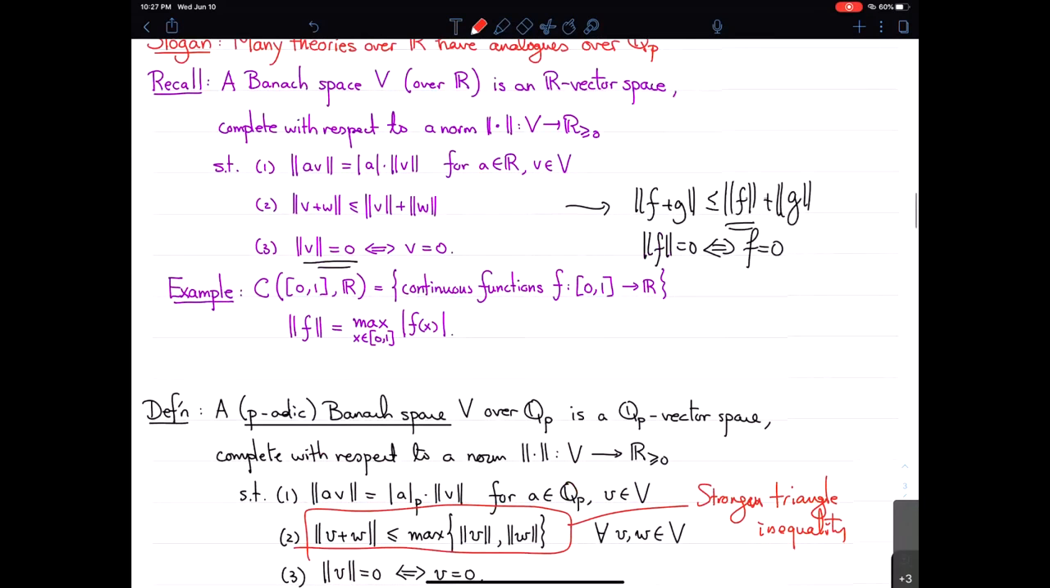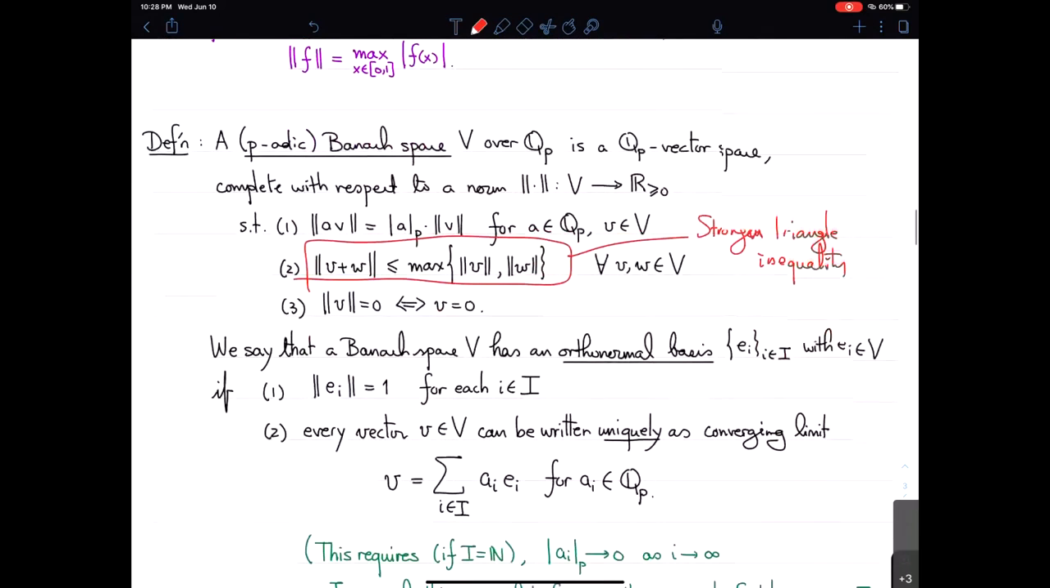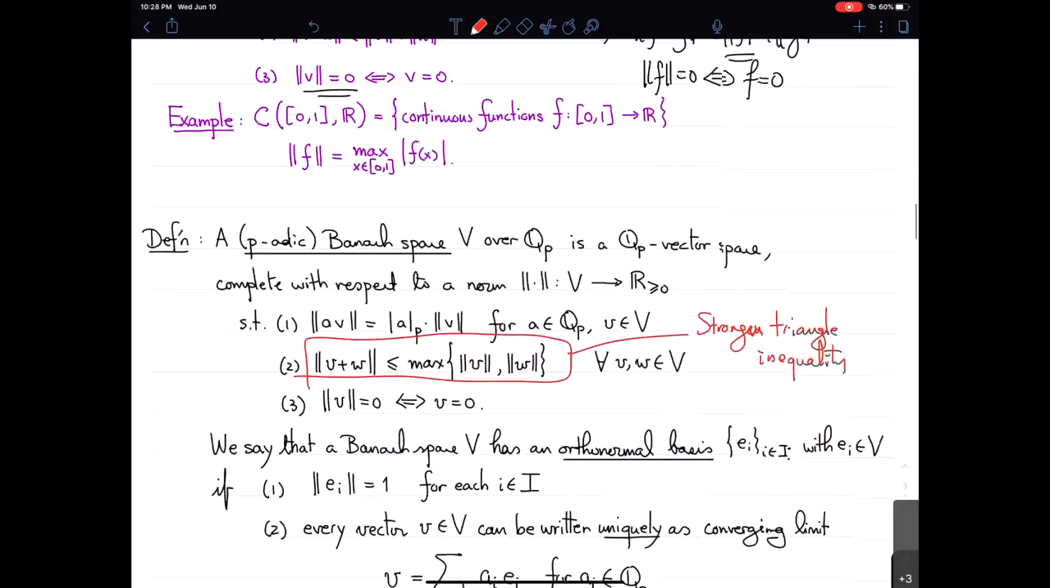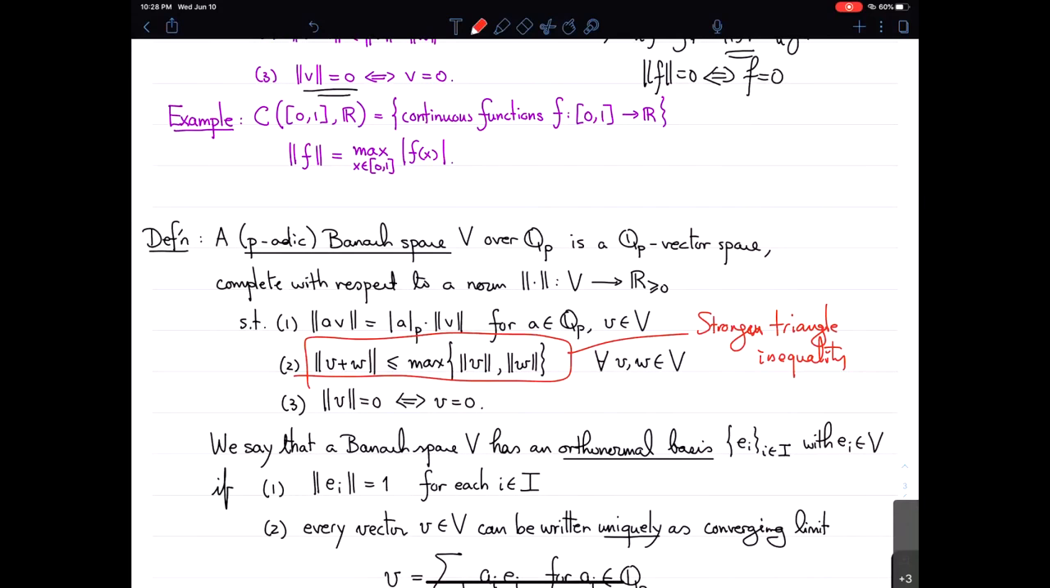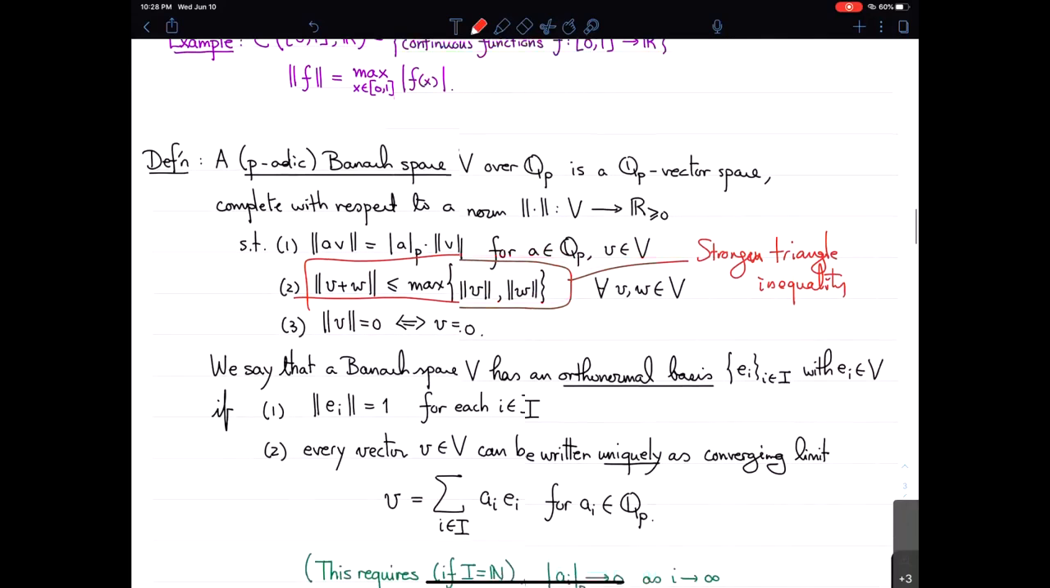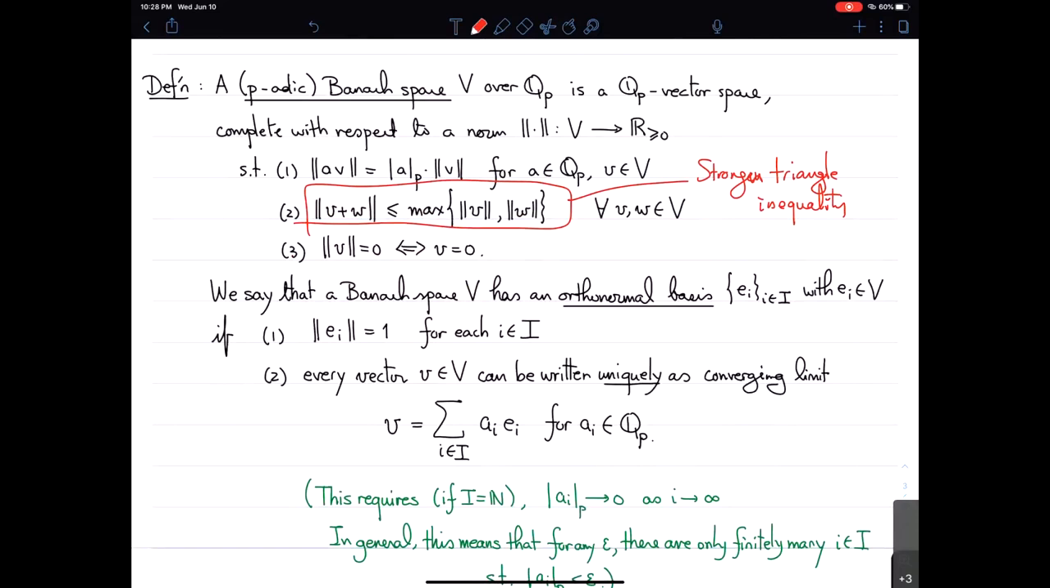And well, I probably won't have time to talk about the so-called Hilbert space. I'll only say a little bit maybe later. But in a Hilbert space, when your Banach space over R has some sort of inner product structure, you can take a so-called orthonormal basis. In the p-adic world, we have something similar. We say my p-adic space V has an orthonormal basis e_i in V if the following conditions hold. First, I want all the basis vectors e_i to have norm 1, of course.